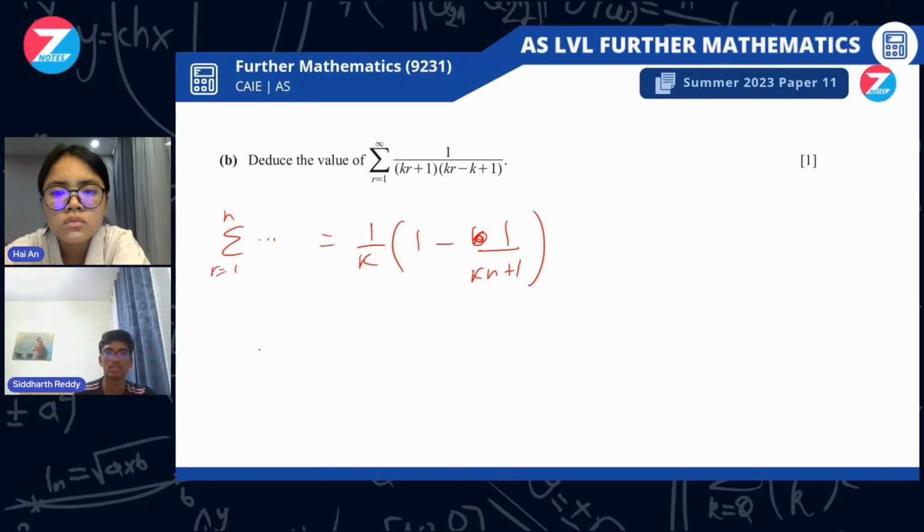So what we notice is that as n tends towards infinity, this denominator becomes infinity. So 1 divided by an infinite number is just 0. So this whole part tends to 0. So this just becomes 1 by k into 1 minus 0, which is just 1 by k.